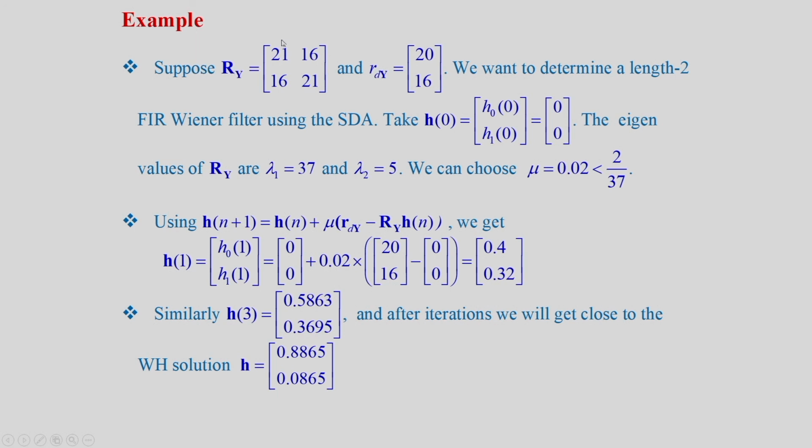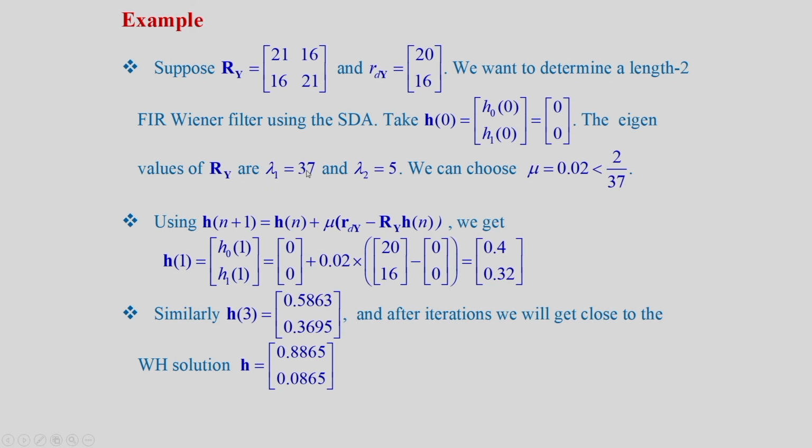Suppose Ry is equal to this matrix, diagonal elements are 21, off diagonal elements are 16, and the Rdy vector, that is the cross correlation vector, is 20, 16. We want to determine a length 2 FIR Wiener filter using the SDA. Take h of 0 equal to h0 of 0, h1 of 0, that is equal to 0, 0, the initial value of h. The eigenvalues of Ry we can determine.